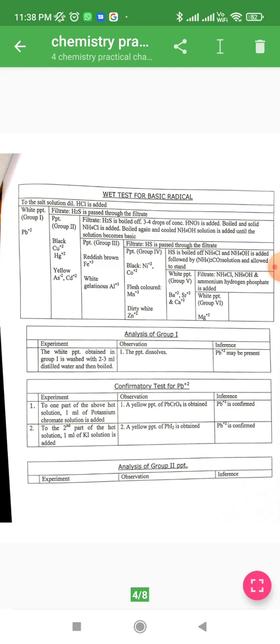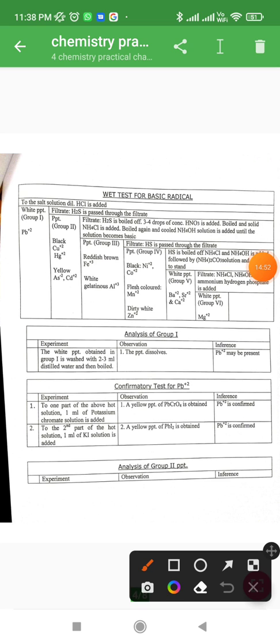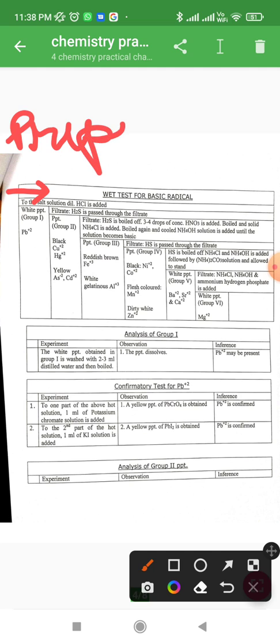Next we move to a very important part of the practical write-up, the wet test for basic radicals. Here a small portion is missing in the chart. That part you please include. Okay. Before you begin the table, here you have to write: preparation of original solution.